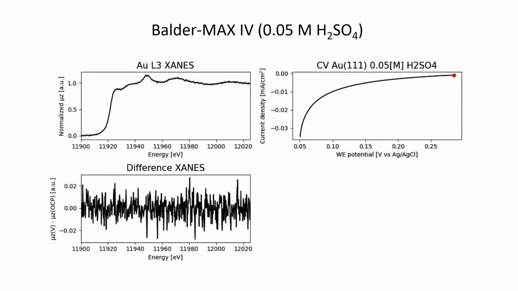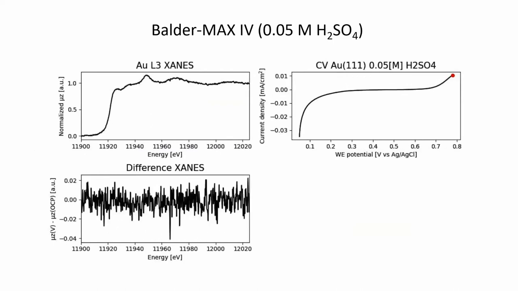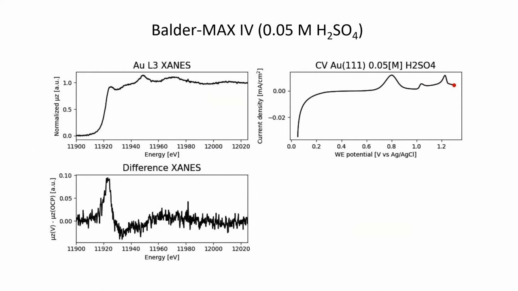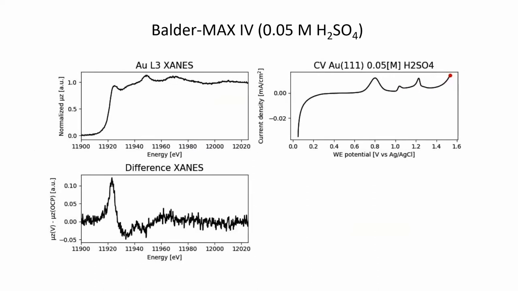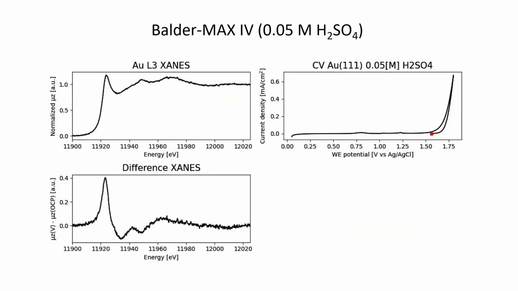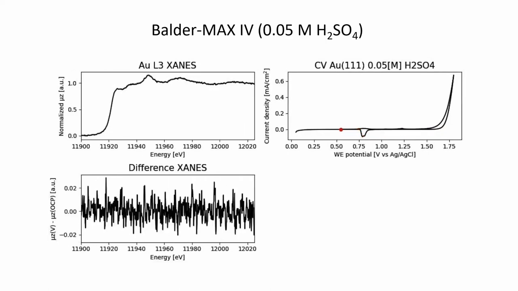So here is the edge here, as we are changing the potential in the cyclic voltammetry. And here's the difference that we have from the absorption spectroscopy. And this is the oxidation peak, and then we see there is a peak coming up here. And then as we go into the oxygen evolution reaction, then we have even more oxygen, and then when we go back again, then we come to the reduction peak eventually, okay, and it disappears.